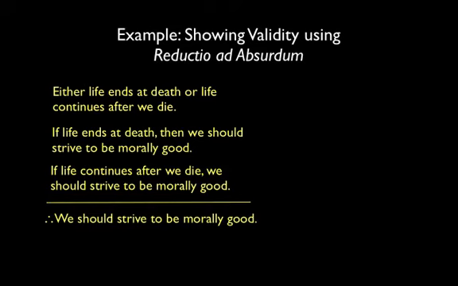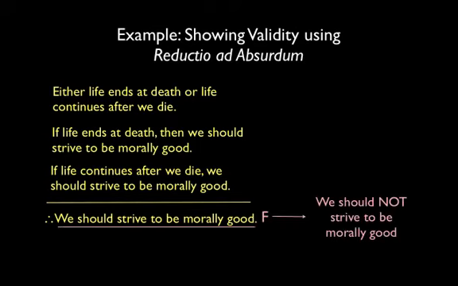Let's show that the argument is valid by showing that if we deny the conclusion and accept the premises, we are forced to accept a contradiction. We begin by assuming that the conclusion is false. That is, that it is false that we should strive to be morally good.